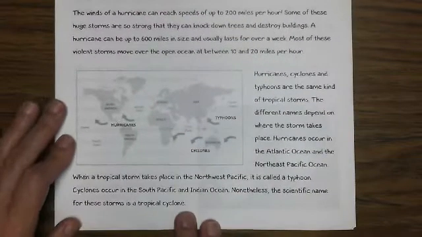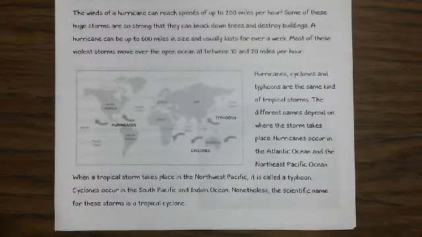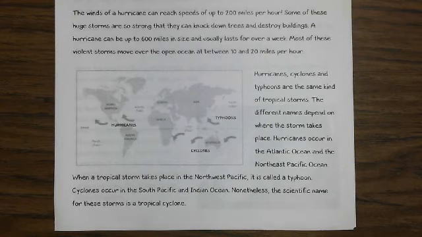Hurricanes, cyclones, and typhoons are the same kind of tropical storms. The different names depend on where the storm takes place. Hurricanes occur in the Atlantic Ocean and the Northeast Pacific Ocean. When a tropical storm takes place in the Northwest Pacific, it is called a typhoon. Cyclones occur in the South Pacific and Indian Ocean.